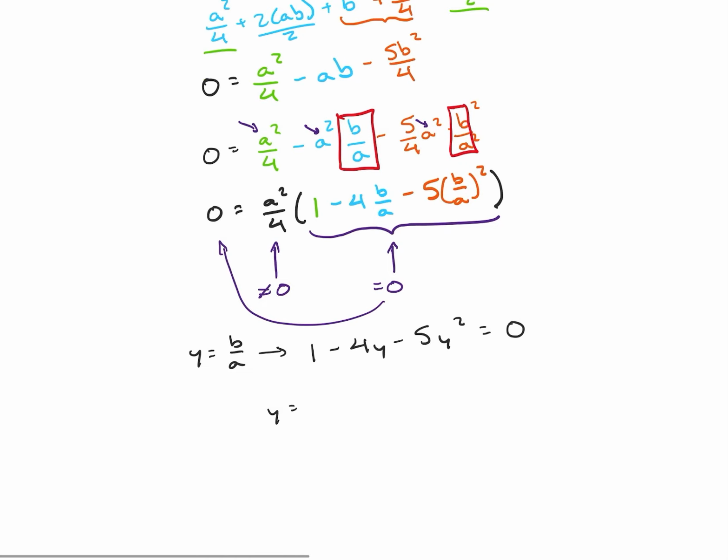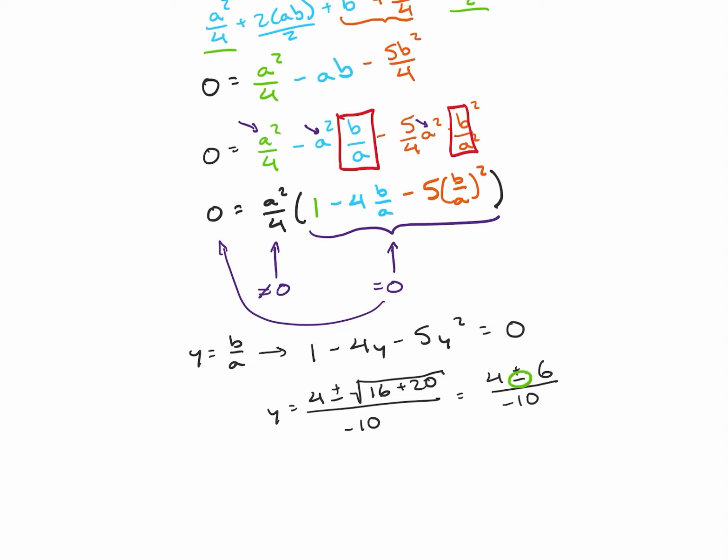And then I can just use the quadratic formula. So I get y is equal to 4 plus or minus the square root of 16 plus 20, divided by 2a, and a is negative here, so this is divided by negative 10, which gives me 4 plus or minus the square root of 36, which is 6, divided by negative 10. I know that my side length must be greater than 0. If I did 4 plus 6 divided by negative 10, that would give me negative 1, which is no good. So I know I need to use the negative term.